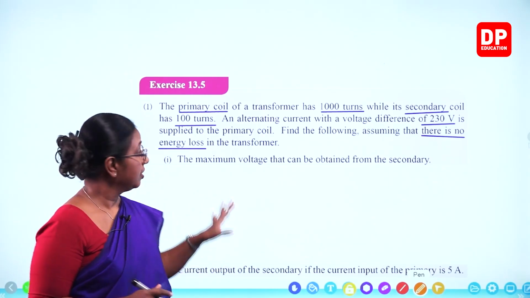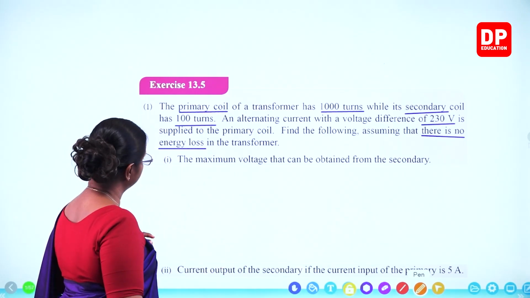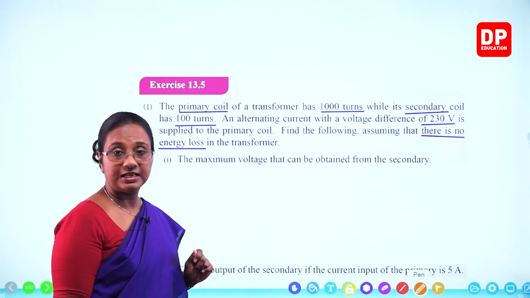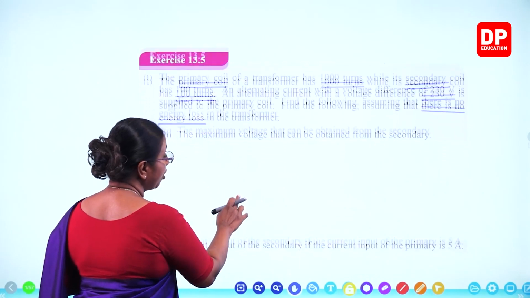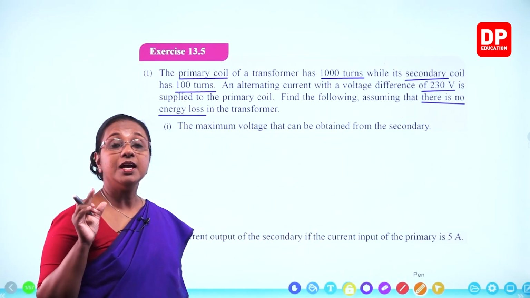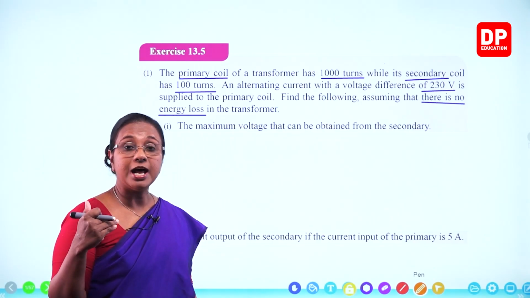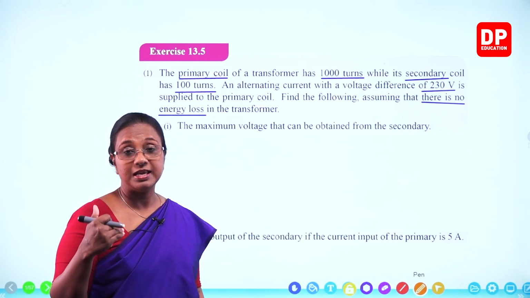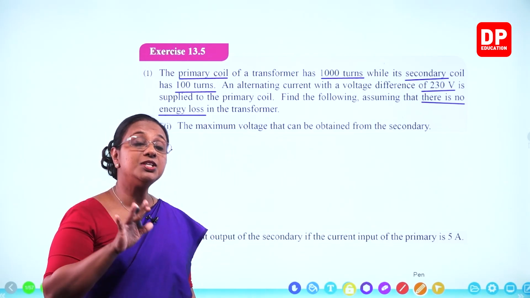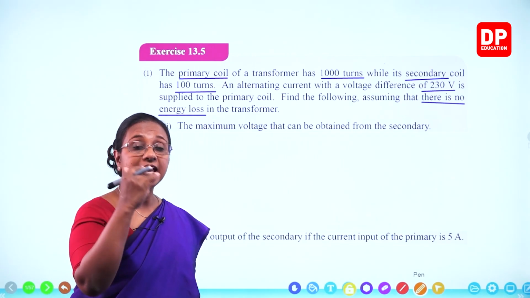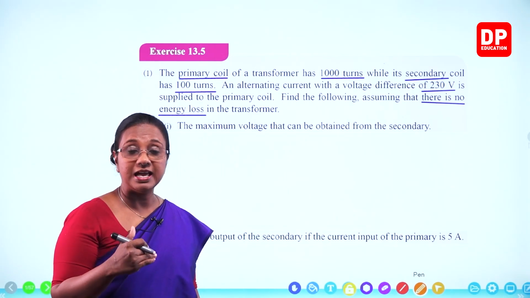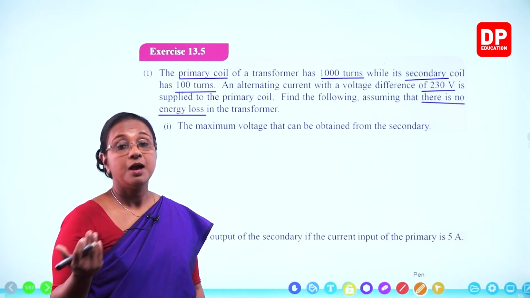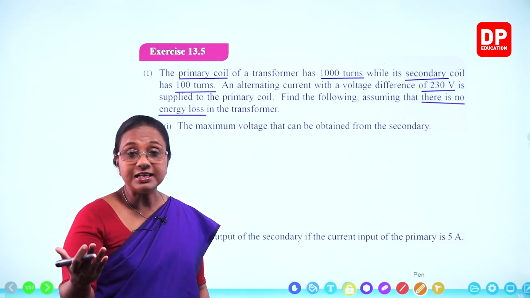Is that clear, students? So based on that, if we look at the first question, the maximum voltage that can be obtained from the secondary, how do we find that? You are familiar with that equation. We get the ratio between the number of turns in the primary and secondary coil and the voltage of the primary and secondary coil. Initially, when we wrote the equation, we had N primary over N secondary equal to V primary over V secondary. But when you rearrange, you get the second equation.